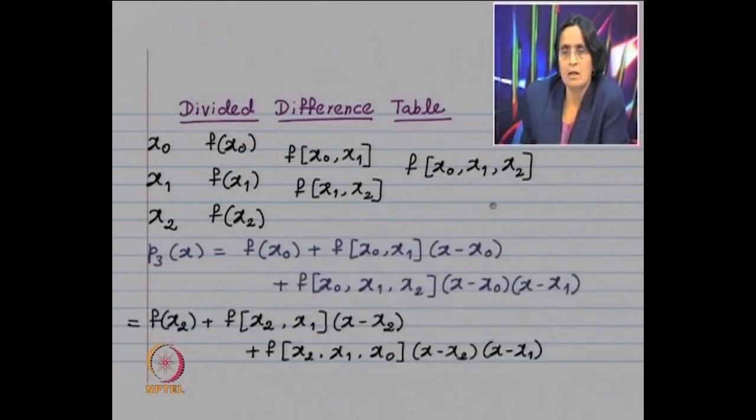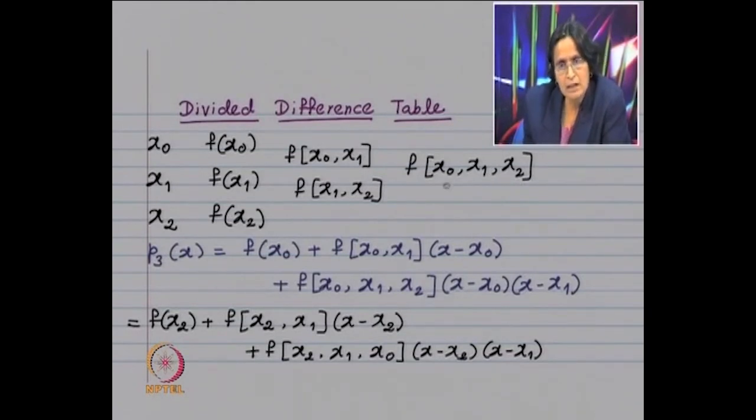Then when we want to write the p 2 x, you have x 0, x 1, x 2. It is a second degree polynomial. So, this will be f x 0 plus f of x 0, x 1 into x minus x 0 plus this divided difference multiplied by x minus x 0, x minus x 1. So, you are looking at these 3 entries and then you are writing your polynomial.